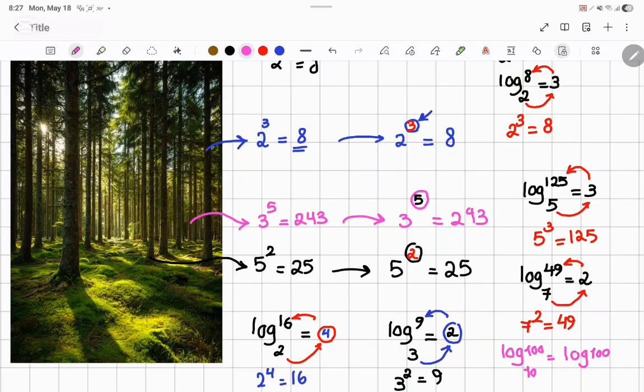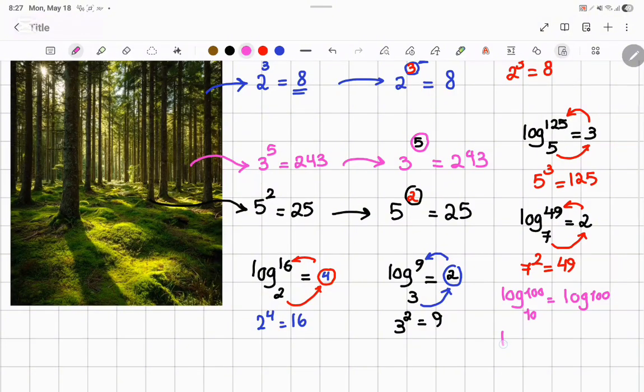So let's answer this one now. We're asking 10 to the power of what is 100? The answer is going to be 2. So 10 to the power of 2 is 100, right?